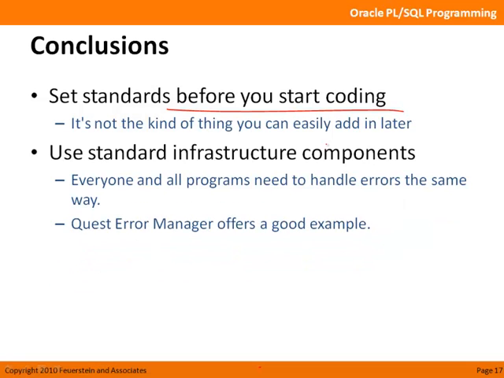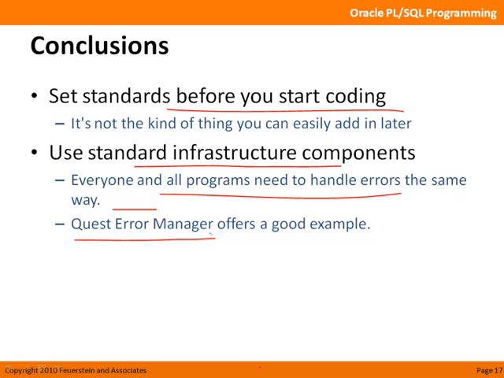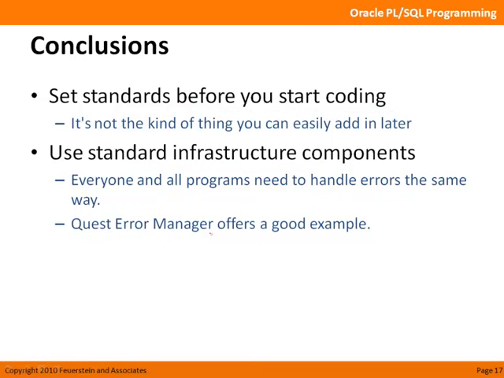Next, use standard infrastructure components. Once you decide on your standards, build or find a utility that meets those standards so that everybody in all your programs handles errors in the same way. The Quest Error Manager, I think, is a pretty good offering to you if you don't already have one. There's also a shared logging utility on Oracle Technology Network that will help you do logging. So there are a number of options available out there, and I offer mine to you as a free utility.